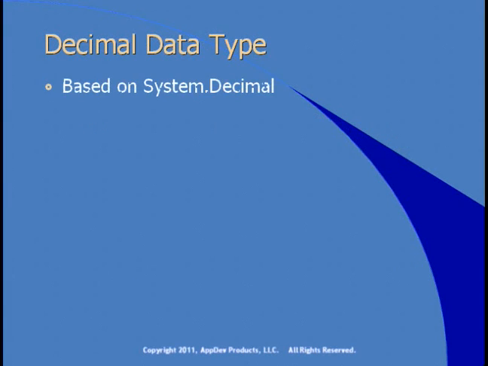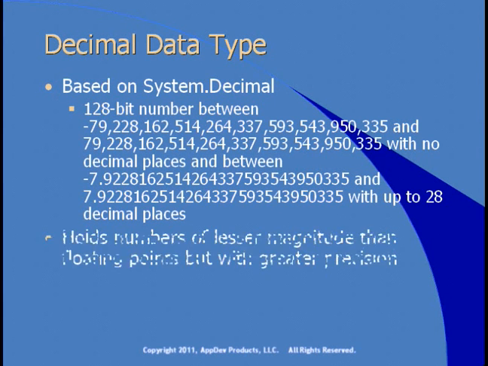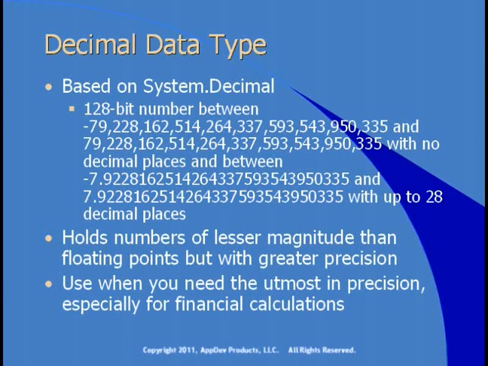The decimal data type is based on System.Decimal in the .NET framework, and it holds a 128-bit number, and you can see the range of values that it holds. So it holds smaller numbers than the floating point, System.Single and System.Double, but it holds them with greater precision. So you'd use the decimal data type if you're working with money. If you're doing financial calculations and you want the utmost in precision, you'll use the decimal data type.